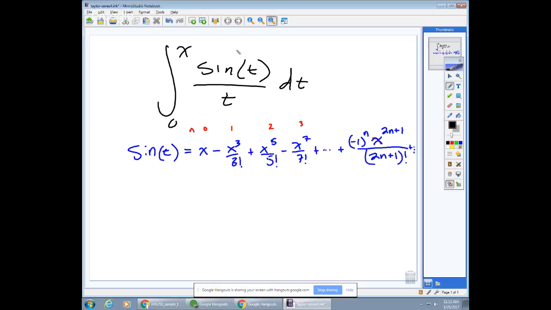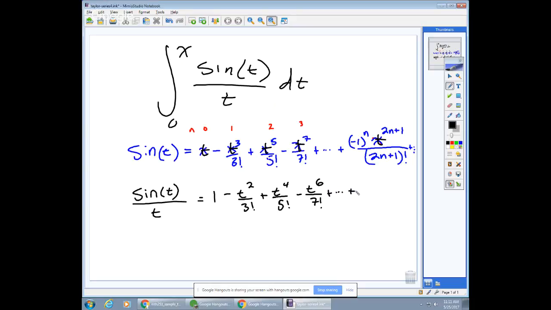All right, so then we manipulate that because we're trying to generate this guy up here. We have to take that series and divide it by t. Oops, I wrote x's everywhere. Those are really t's. Sine of t over t. So this is going to give me 1 minus t squared over 3 factorial plus t to the 4th over 5 factorial minus t to the 6th over 7 factorial. If I need that nth term, it's going to be -1 to the n.